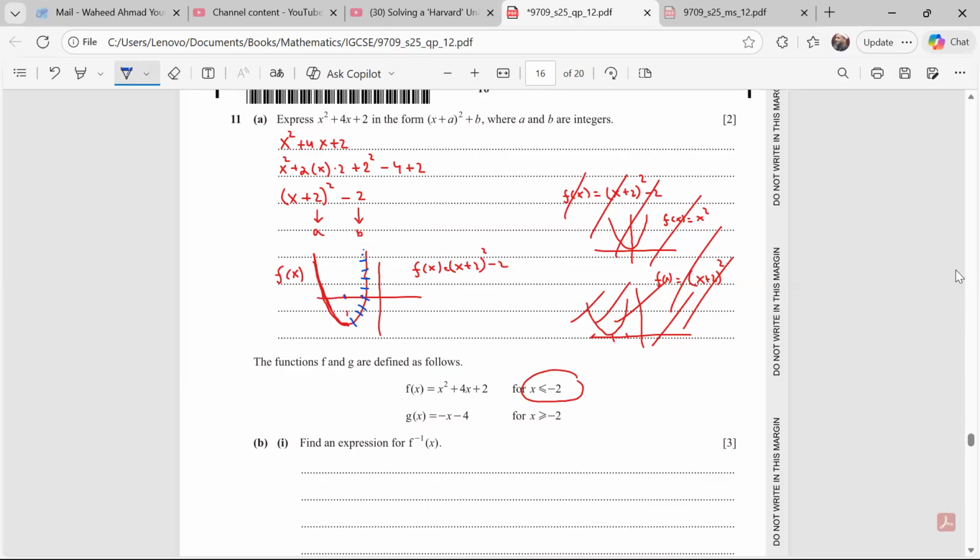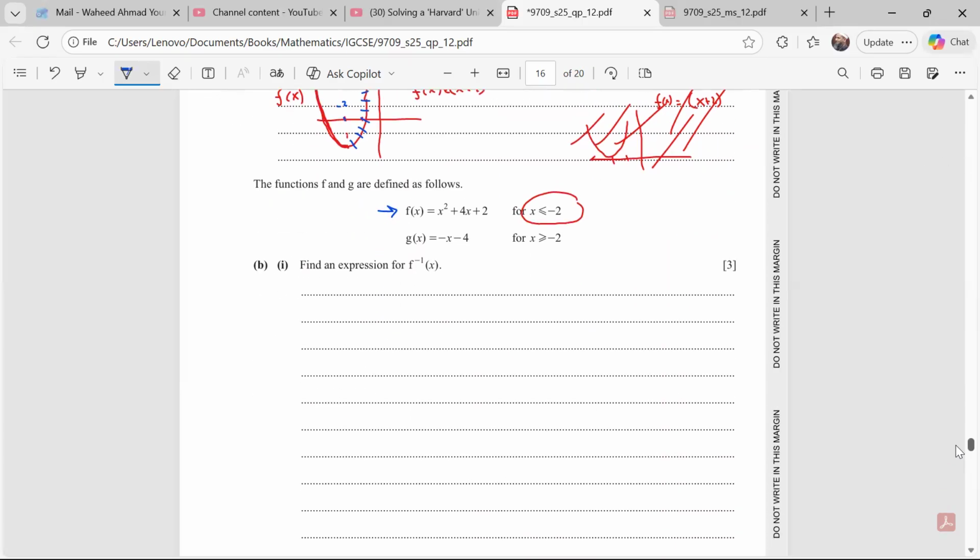This point is minus 2. So before it I have this function. Now this is my function f of x, and now you have to find the function f inverse x. Let's do this here. Remember, in order to find f inverse, right now I have y equals x squared plus 4x plus 2. So now I will replace x and y. So this is x equals y squared plus 4y plus 2.